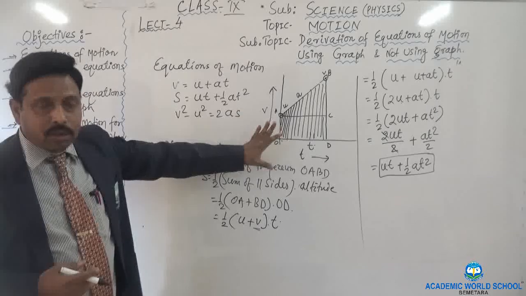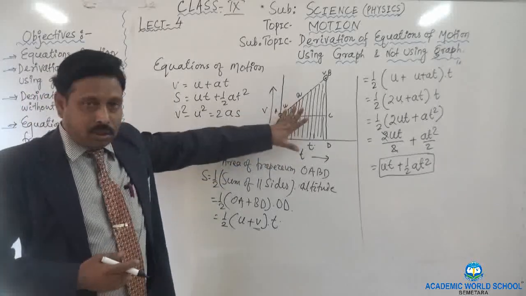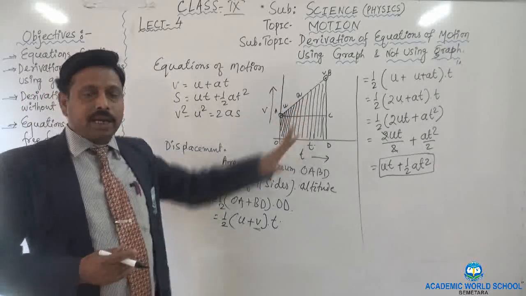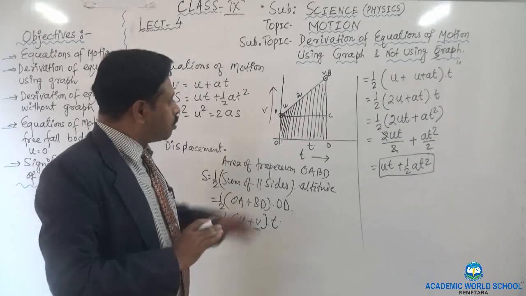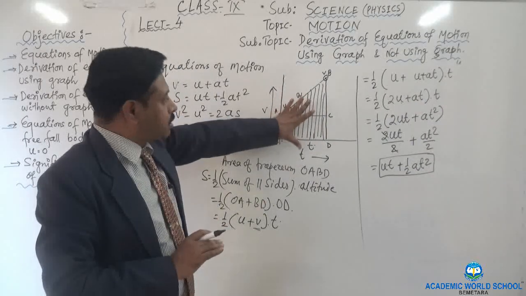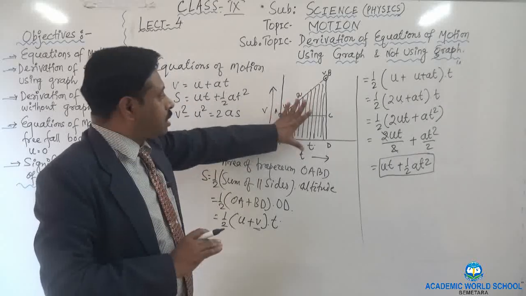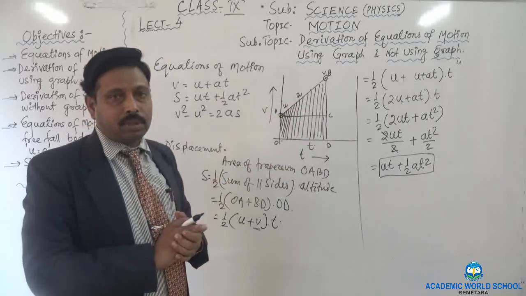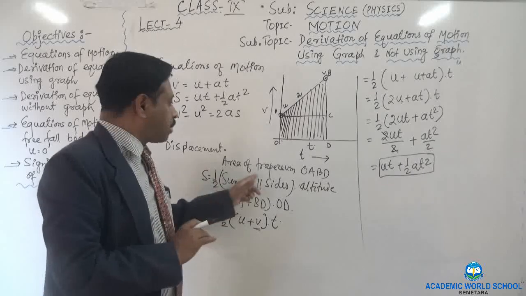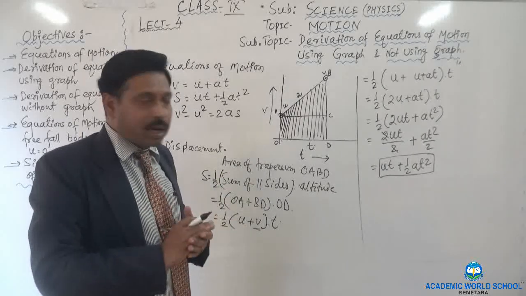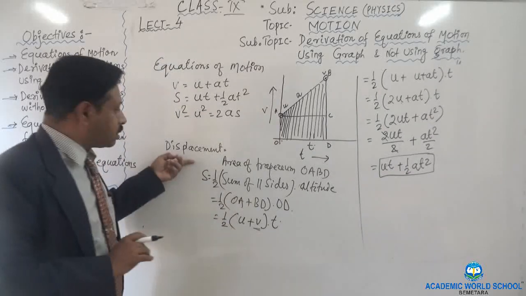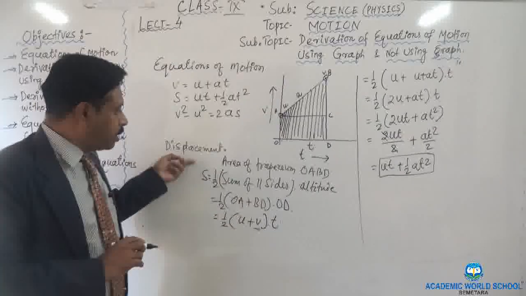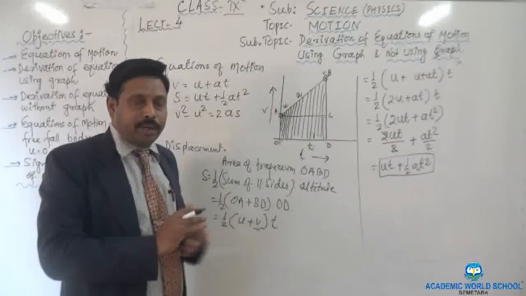We have to find out the area of the shaded portion. The area of the shaded portion will give us the displacement of the body. But the area of this shaded portion is a trapezium, so we have to find out the area of the trapezium. What is the name of the trapezium? OABD. So I have written it here. Displacement is equal to the area of the trapezium OABD.